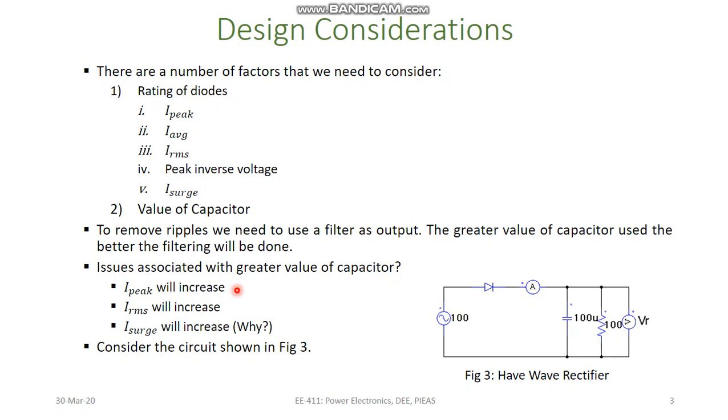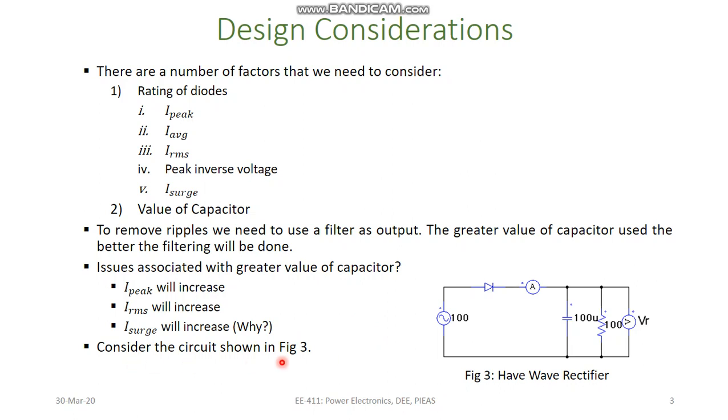First of all, the peak value of the current will increase. The RMS value of the current passing through this diode will also increase, and the surge current will also increase. These are known facts, but why? Why is it that with increasing the value of capacitor, the peak, RMS and surge values will increase?